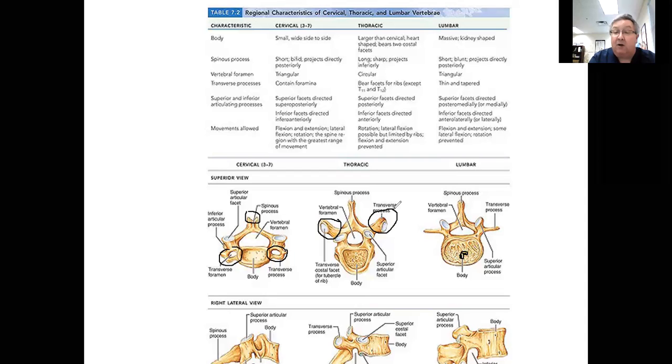The lumbar transverse processes are thin. They kind of go straight out to the side. They're definitely different. As you can see here, the spinous process on the thoracic vertebra points downwards. So please know the differences between the cervical, the thoracic, and the lumbar vertebra. And this is a wonderful PowerPoint right here that gives you a really good idea of the differences.